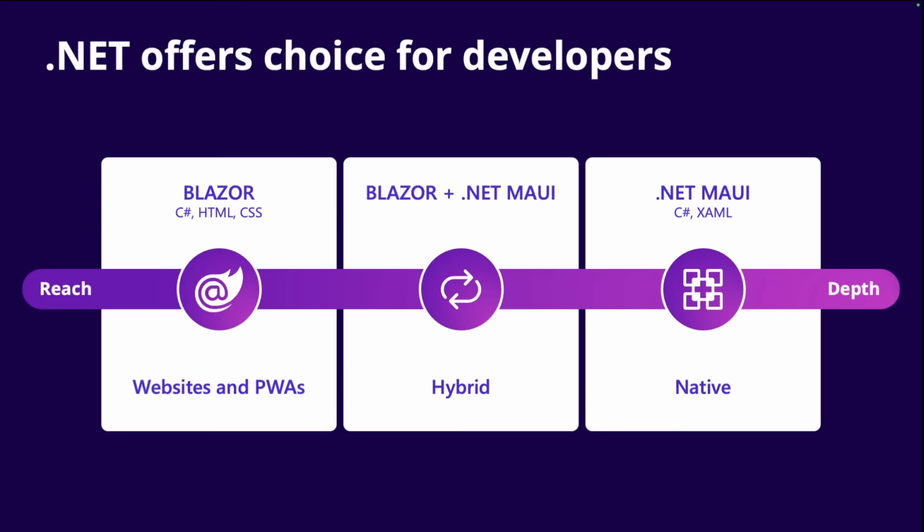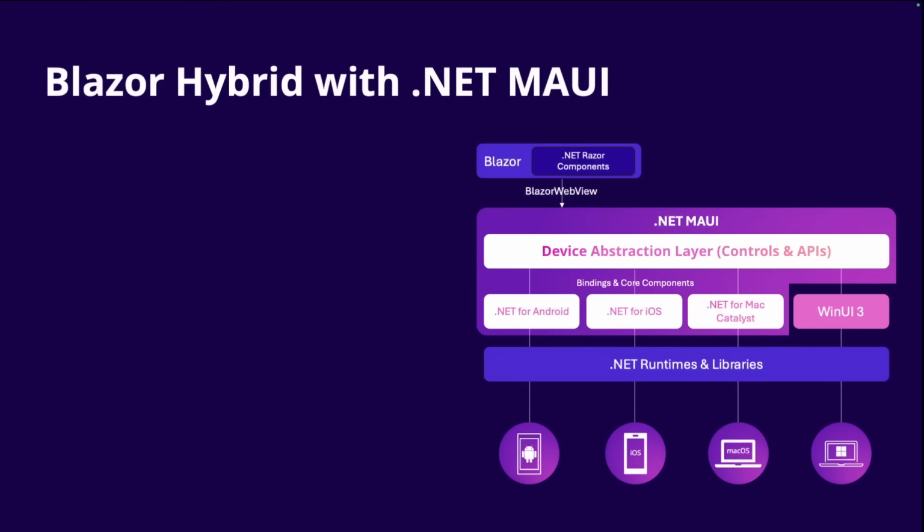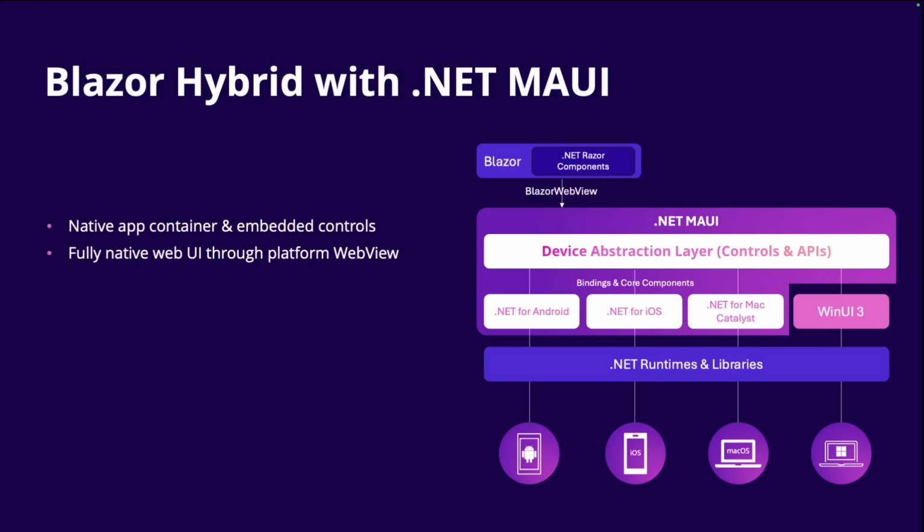Now, you can mix and match. You can have a little bit of Web UI and a little bit of native UI, or you can have 100% Web UI with Blazor support built in. So this means with Blazor Hybrid inside of .NET MAUI, it enables you to leverage everything that I just told you about with .NET MAUI, including those native controls and APIs, but blend in your Blazor and Razor components directly. This means you have access to this native app container. You can fully embed native Web UI through the web view. There's no internet access required at all. It's embedded and packaged into your app.